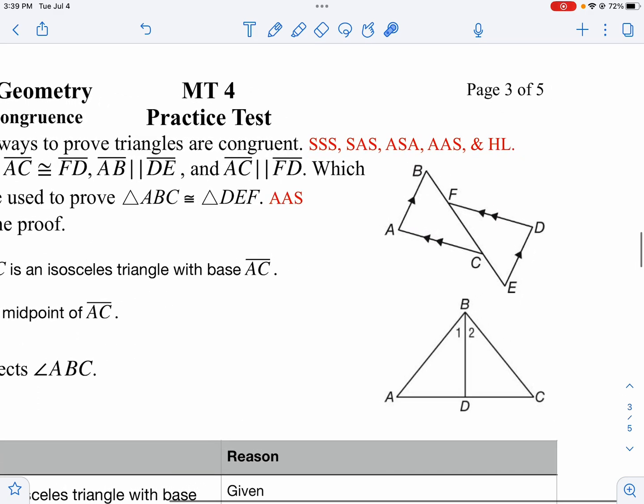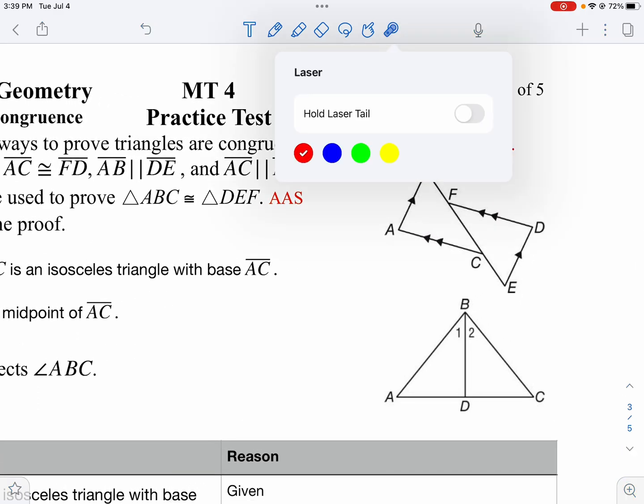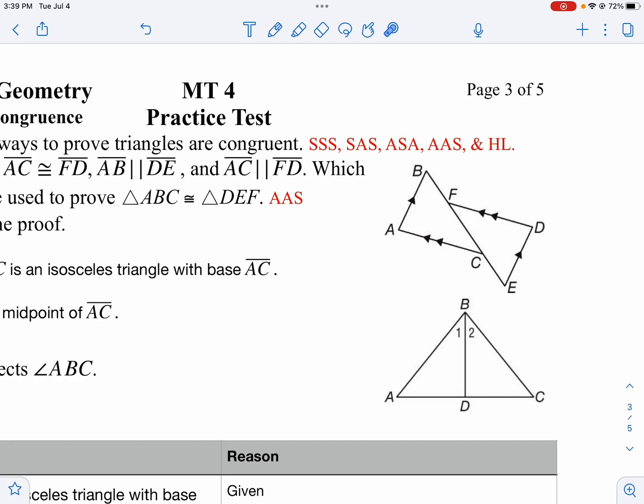Notice I'm given AC is congruent to FD, so I'll mark that. AC is congruent to FD. I'm also given that AB is parallel to DE. Well, I'll use this transversal because parallel lines don't mean they're congruent, but it means angles are congruent.